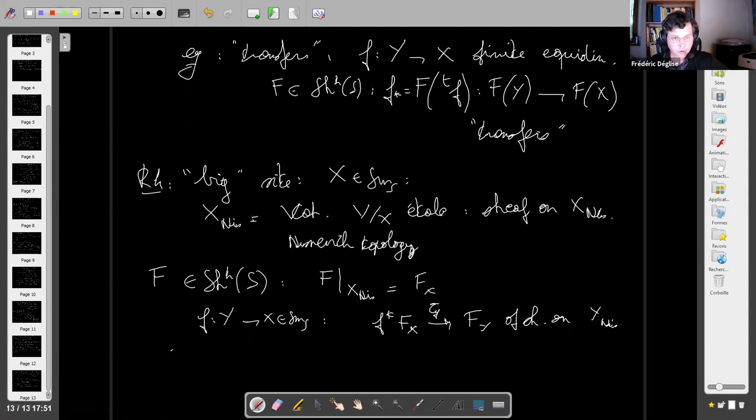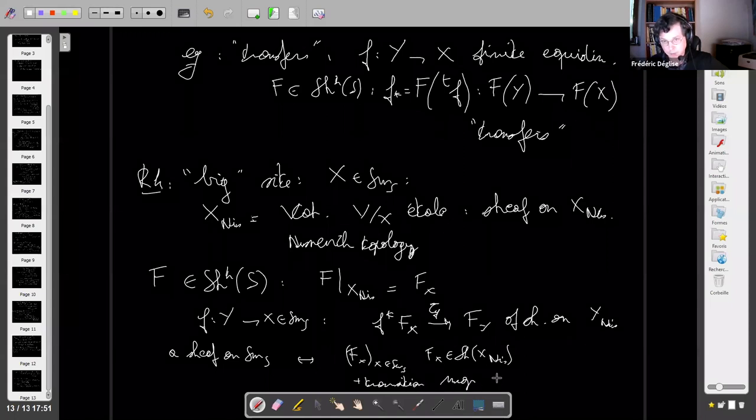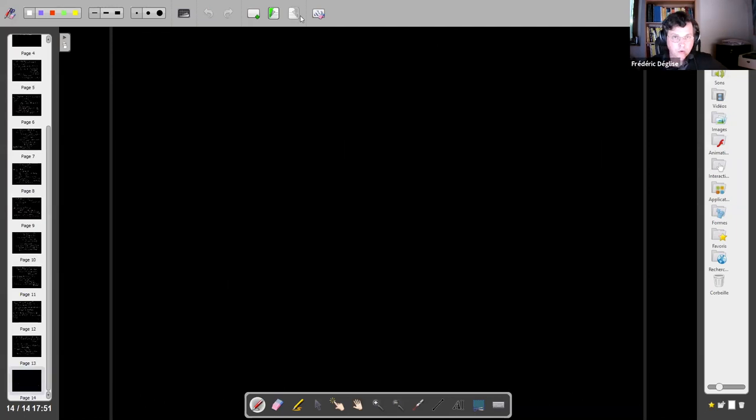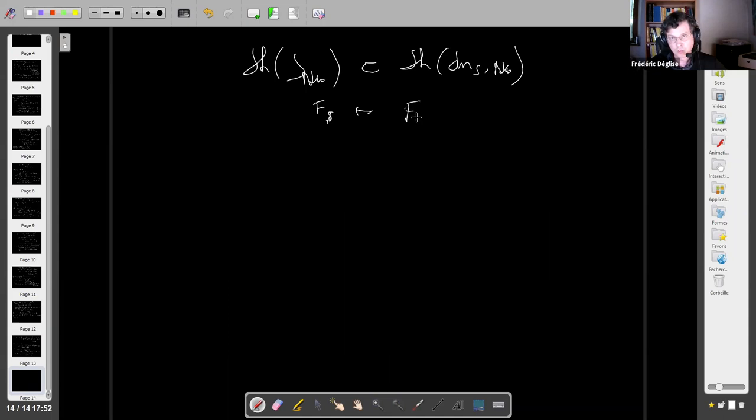So a sheaf on Sm/S corresponds to the data of sheaves F_X for all X in Sm/S on the small site, plus these transition maps, which are not isomorphisms. Actually, you have an inclusion: you can look at sheaves on S_Nis for the Nisnevich topology, and it is included in the category of sheaves on Sm/S with the Nisnevich topology. It goes to, you associate to F, the sequence of sheaves which are obtained by pullback f* of F.